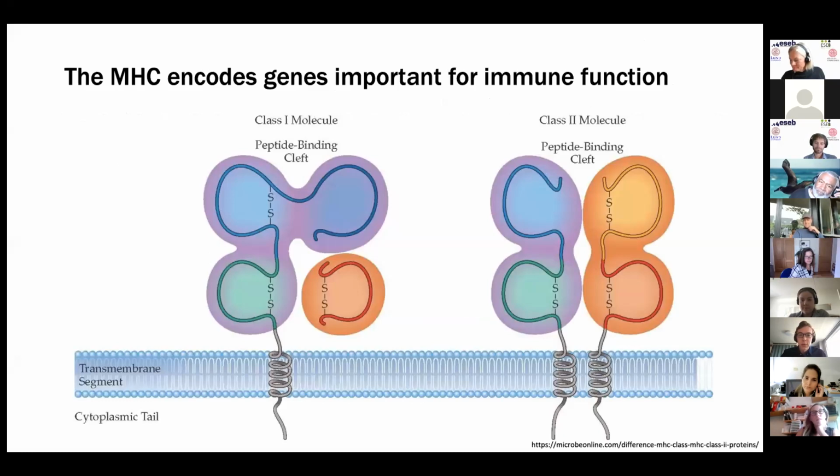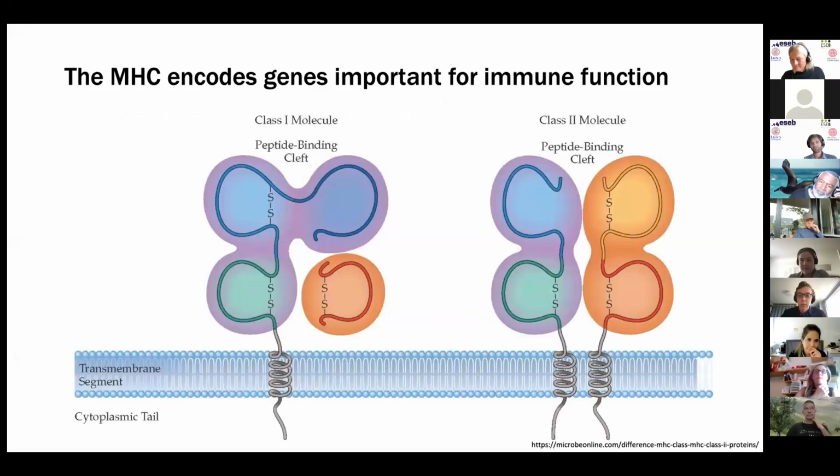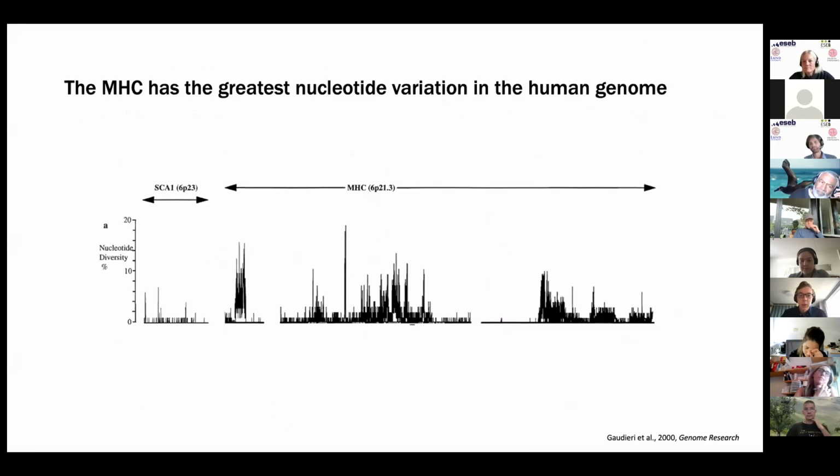The MHC encodes genes important for immune function, like antigen recognition and signaling. And the MHC is of interest to evolutionary biologists because it has the greatest nucleotide variation in the human genome and in other genomes. This figure here is just showing nucleotide diversity in one locus in red from a random spot in the human genome and the MHC on the right, and we see much greater variation. One of the results of that variation is that it's more difficult to assemble MHC than other regions, as Scott was alluding to, which will be a theme in my talk as well.